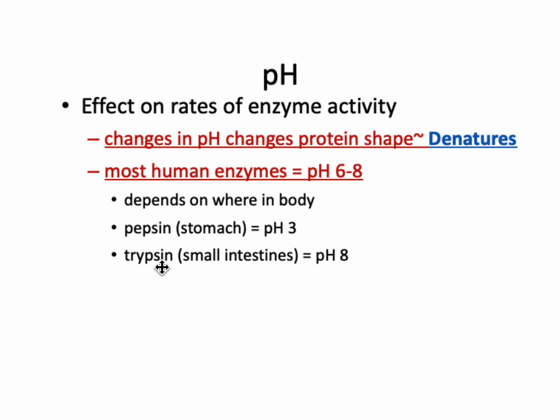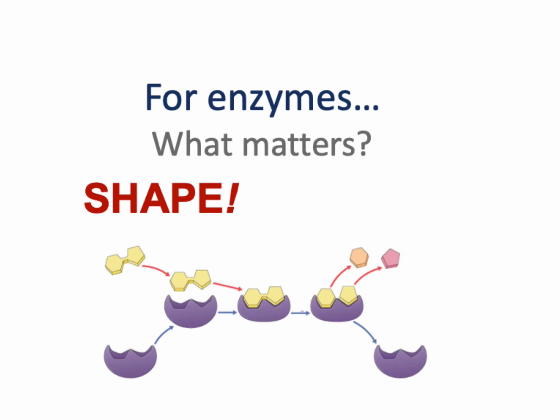And here, like trypsin, it's in your intestines. Normally, it needs a pH around 8. Well, if it gets into your stomach, that trypsin's not going to work. It's going to denature, and it won't be able to do its job.